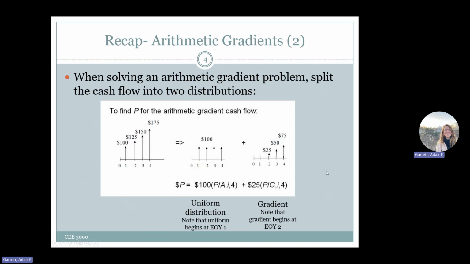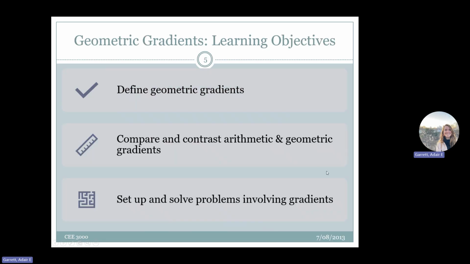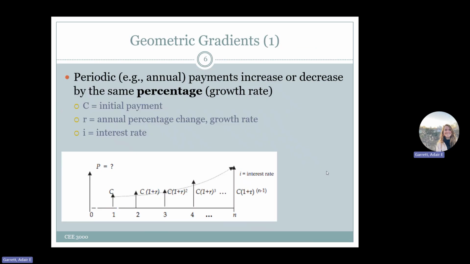And in this lecture, we're going to build on our discussion about gradients and talk about geometric gradients. We're going to compare and contrast these types of gradients, and then we're also going to set up problems involving gradients. So what are geometric gradients? Unlike arithmetic gradients, geometric gradients increase or decrease by the same percentage or growth rate each time period.